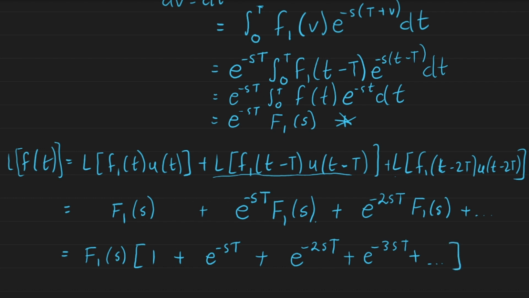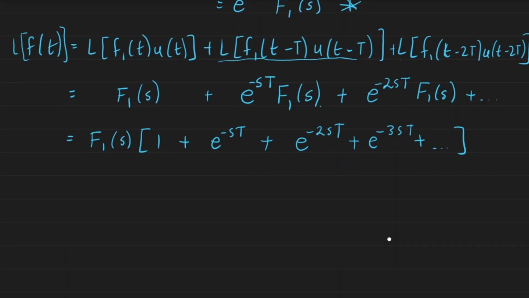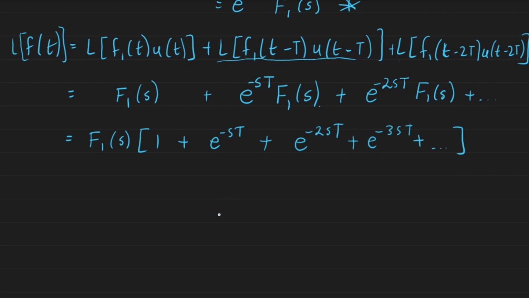So this term within brackets, we can actually see that it converges. We can use the binomial theorem. So let's just remind ourselves quickly. If we have 1 plus x plus x squared plus x cubed and so on, this is equal to 1 over 1 minus x. That's by the binomial theorem. So similarly, we just substitute x with e to the minus st.